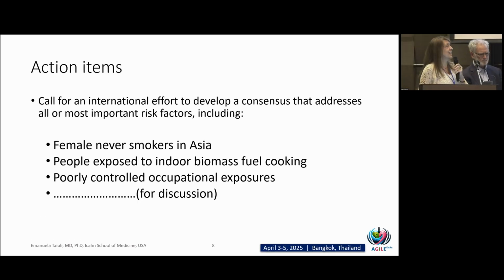We came up with some action items. So we should develop a consensus around some of the important risk factors. We need to talk about female never smokers in Asia, people exposed to indoor pollution, occupational exposures that are not very safe and controlled, and other items for discussion. And I think that's where we came up to. And of course, yes, we need a lot of input.